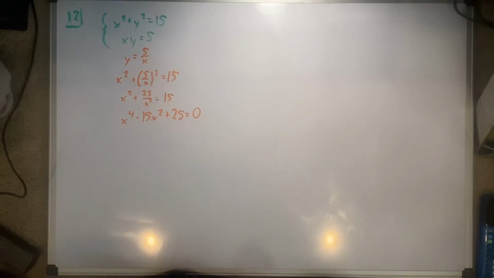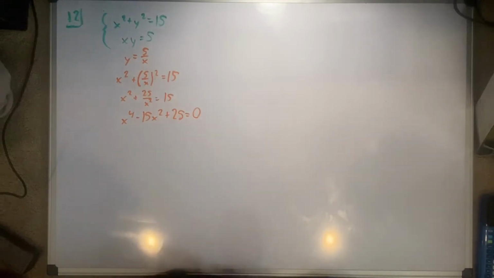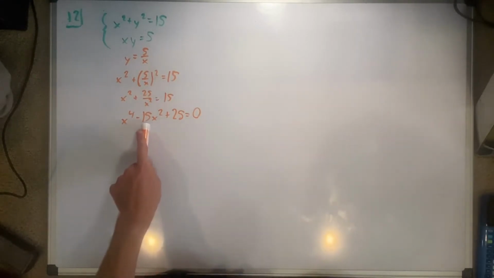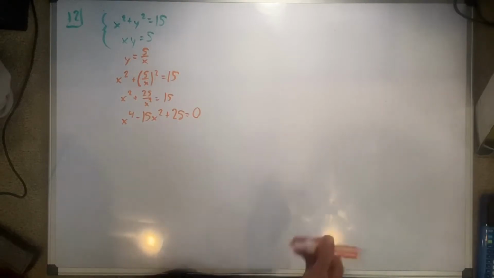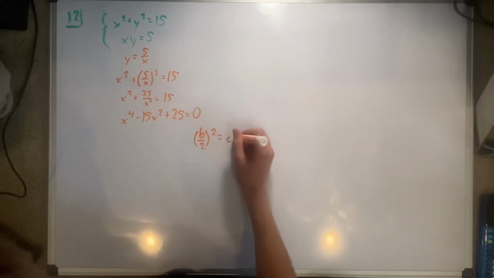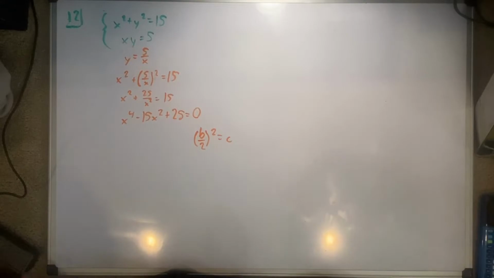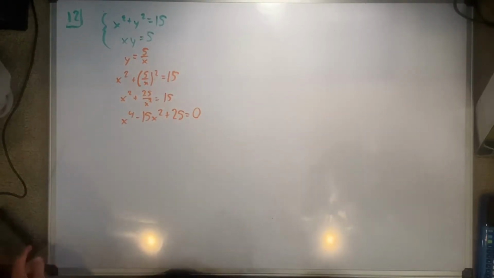Now this may look like a perfect squares thing going on here, but it's not, because this number here doesn't allow it, because it has to follow that rule. I think the rule was like b divided by 2 squared is equal to c, something like that. It has to be that in order for it to work.